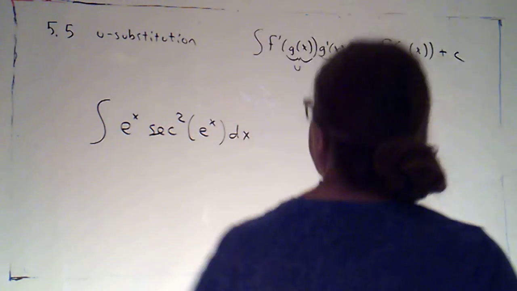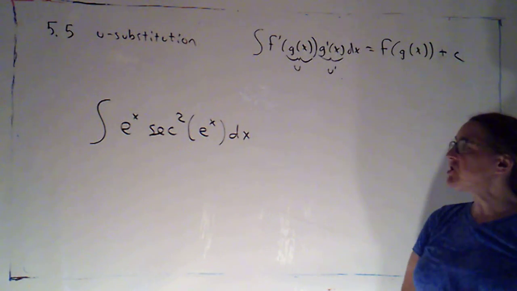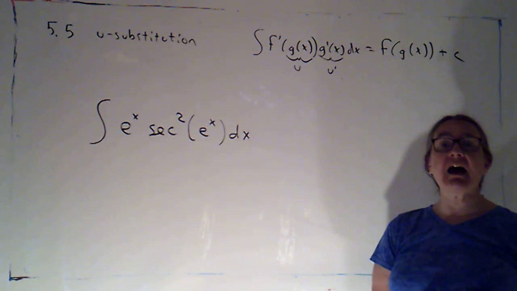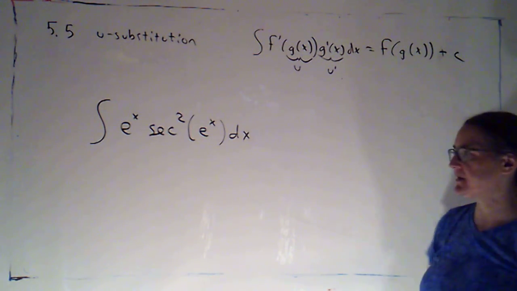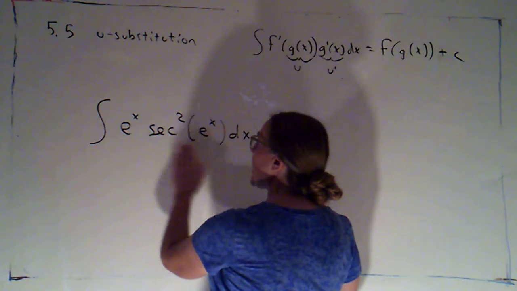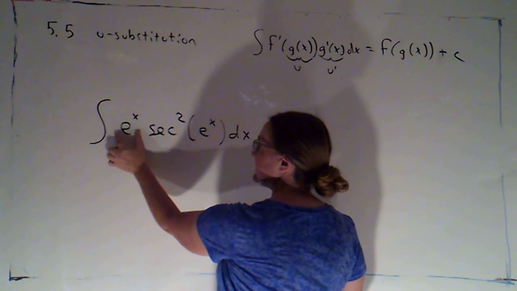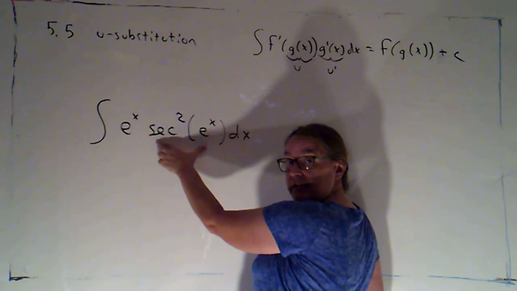I've got another indefinite integral up here on the board. Want to just point out that once again, I have all of my clues that I might want to use a u substitution. First of all, I have a product of two functions. I've got e to the x times secant squared of e to the x.